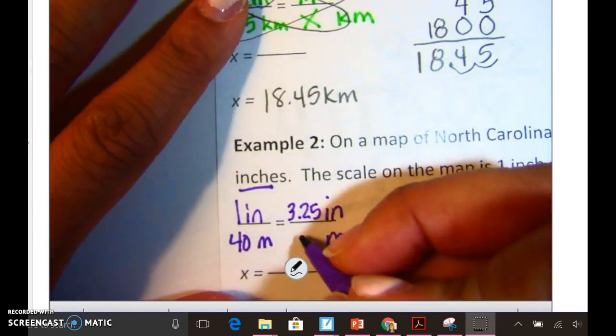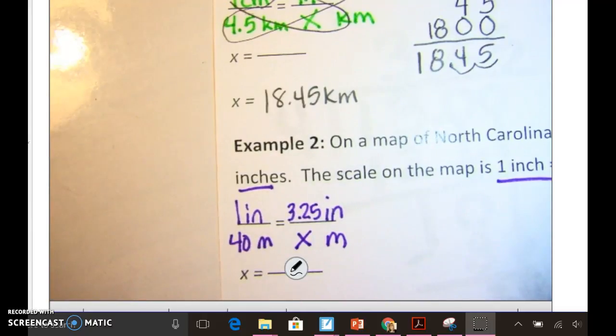for the inches, and then you find the miles. So now that it's set up, find your cross products, multiply, and find the actual miles, and then raise your hand for Ms. Gardner or me to check.